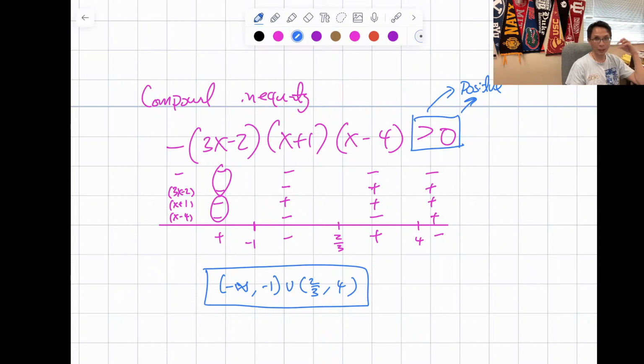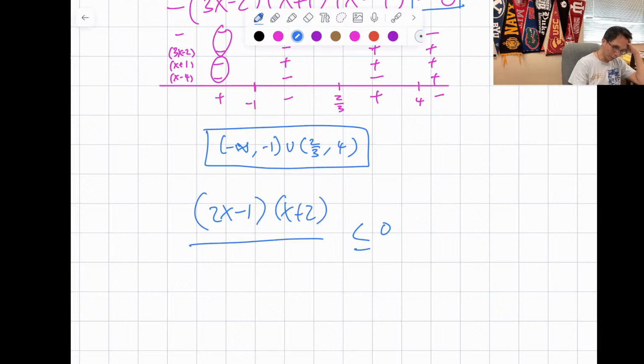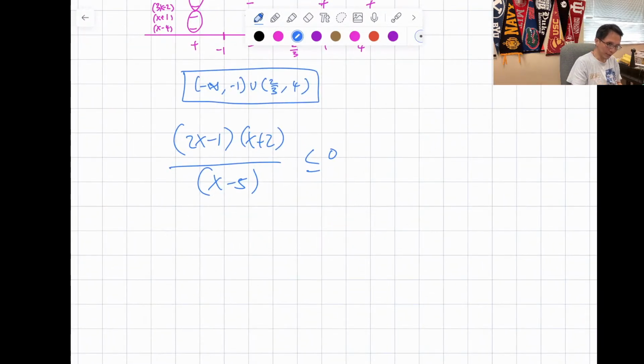Like a negative region? I'm going to show you. So let's say this expression is less than or equal to 0: 2x minus 1, x plus 2 over x minus 5, like this. Even though it's dividing, it's still like multiplying, because it's times by something. Dividing or multiplying, they work the same exact way, except this one has some plot twist to it, so you gotta be careful with this one.